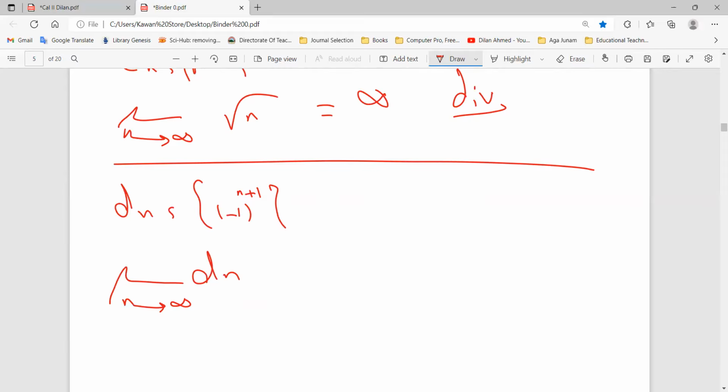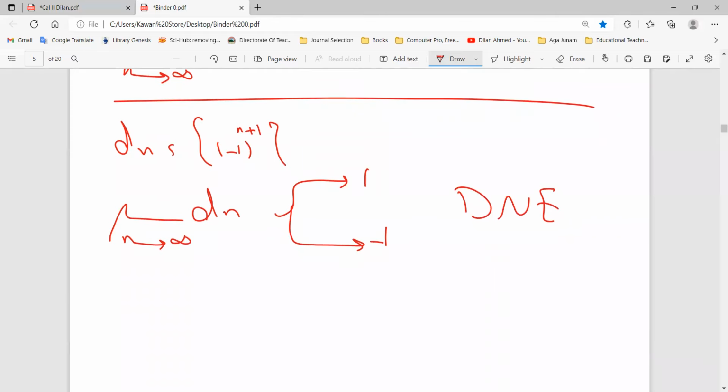One and negative one. So we got 1 or negative 1. So in that case, what's going on? If you have 2 values, the limit does not exist. Why? Because the result of the limit should be unique. If you have a right and a left limit, they should be the same.